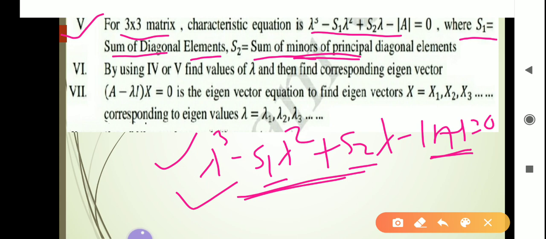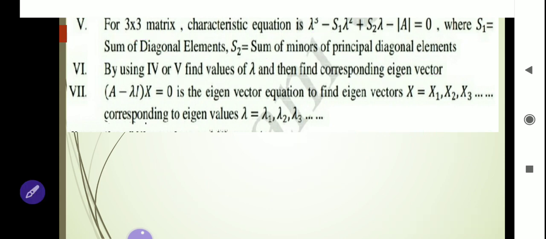Okay, then by using the fourth and fifth, means this and this, find the eigenvalues of lambda and find the corresponding eigenvector. Means we have to find simply the roots of this. If we get the roots, then we get the eigenvalues. Okay, now we have to find eigenvectors. So first, has everybody understood this procedure of how to find eigenvalues?